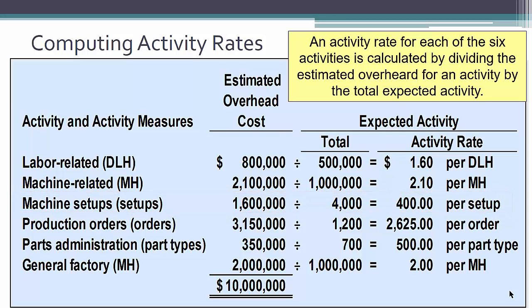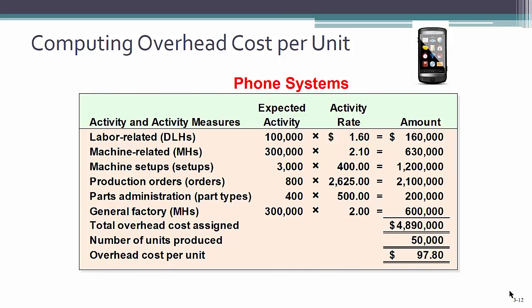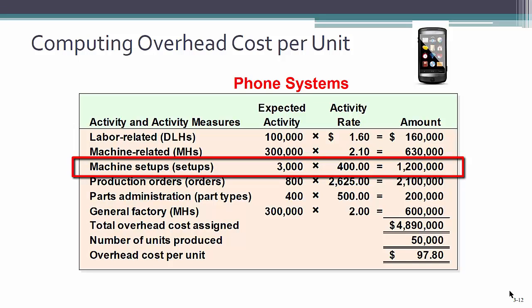Let's see how product costs are computed using these activity rates and measures. We'll look at the phone systems first. We assign overhead to each product by multiplying individual activity rates just computed by the expected number of activities used by the phone systems. For example, phone systems will use 3,000 of the 4,000 machine setups. We multiply the 3,000 expected machine setups by the activity rate of $400 per machine setup, resulting in $1.2 million of overhead assigned to phone systems based on the machine setup activity.